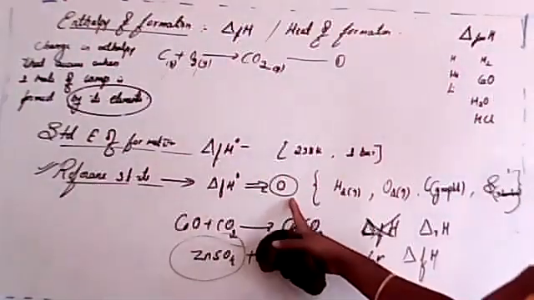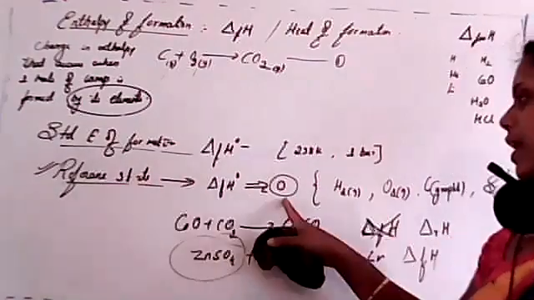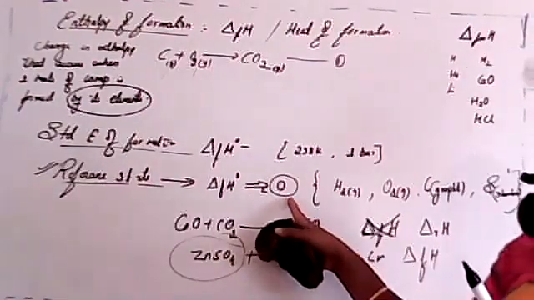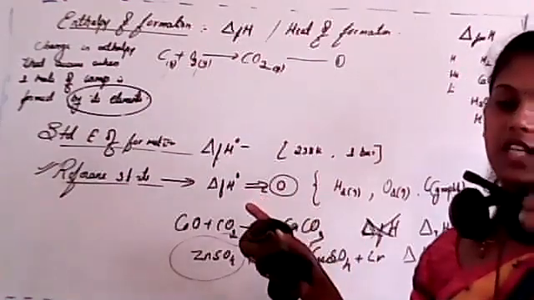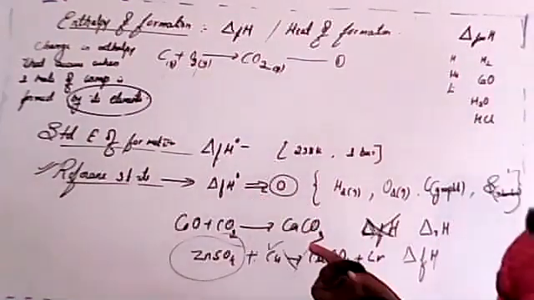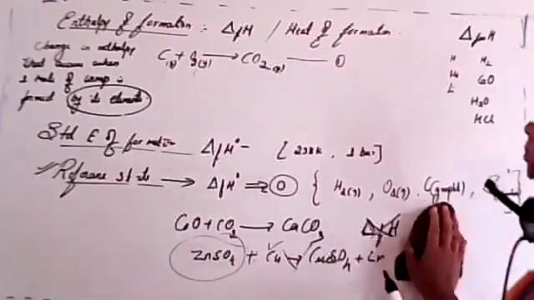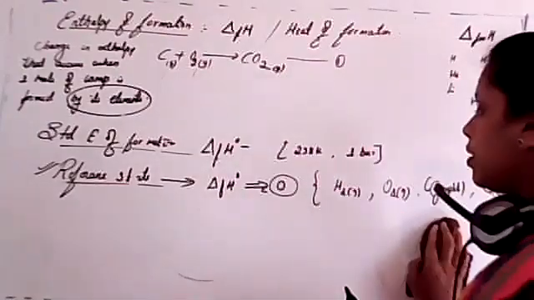And the zero reference state, that is, where the delta FH value is 0, is a very stable state. Remember, that state is a stable state.